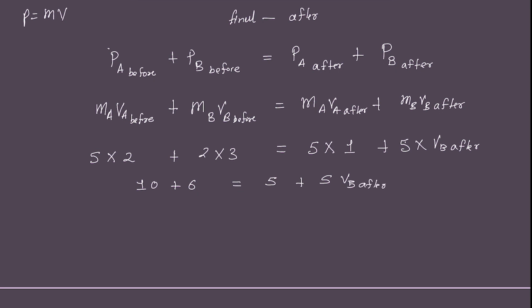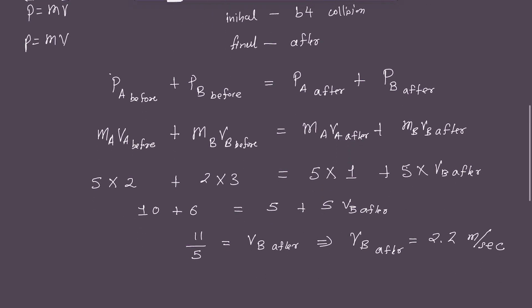And that is equal to 16 minus 5, 11, divided by 5, equals VB after, and this implies that the velocity of ball B after the collision is equal to 2.5 meters per second. Actually, it should be 2.2. 11 over 5 is equal to 2.2.